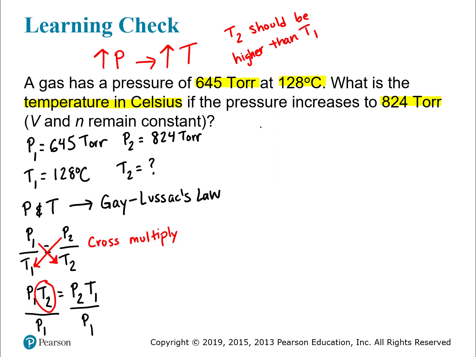I'm going to write my results up top here. T2 is equal to T1 times the ratio of P2 over P1. Remember to keep your variables together. So keep your pressures together, temperatures, volumes, group those together.